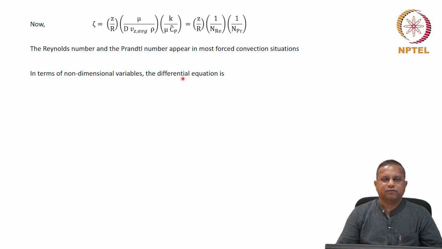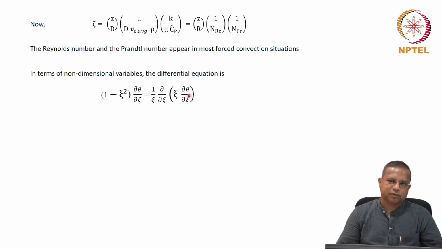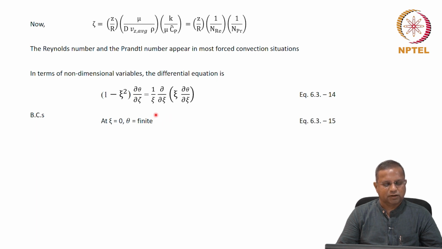In terms of non-dimensional variables, the differential equation is nothing but (1 minus xi squared) dou theta dou psi equals 1 by xi dou by dou xi of (xi dou theta dou xi). Okay. So, this is what the differential equation would become if you substitute the non-dimensional variables. You can check this. If you want, you can pause the video here, go back, check. Equation 6.3-14. The boundary conditions will transform to: at xi equals 0, theta equals finite, d theta d xi equals 0, that is what it means.